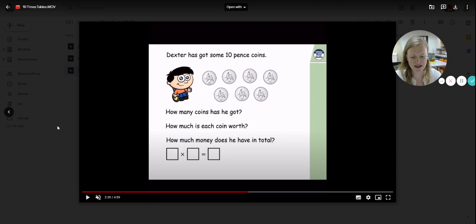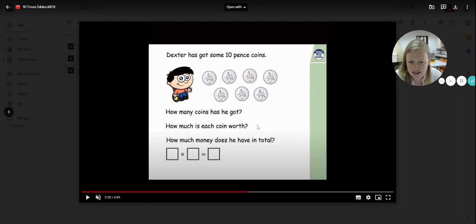Here's Dexter, he's back. He doesn't have towers with him this time. He has coins. But we could treat a 10p piece the same as a tower of 10. Each would be made up of 10 ones. Okay, so how many coins does he have? Let's count. 1, 2, 3, 4, 5, 6, 7. 7 coins.